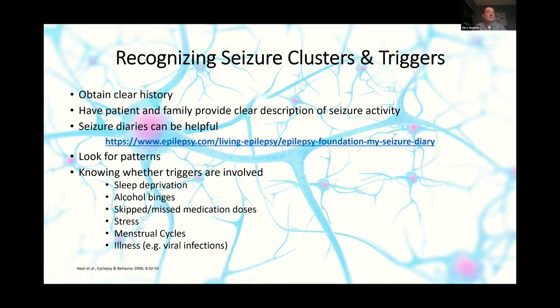Alcohol sometimes can trigger seizures. The biggest one probably is skipped or missed medication doses. This is, I think, the one thing that you all and the caregivers can control, is making sure you take your medications on time when they're scheduled. And so really staying on top of your dosing and not missing medications are important. Stress, doing your best to manage stress. I know it's tough, especially in an environment like this with COVID-19.